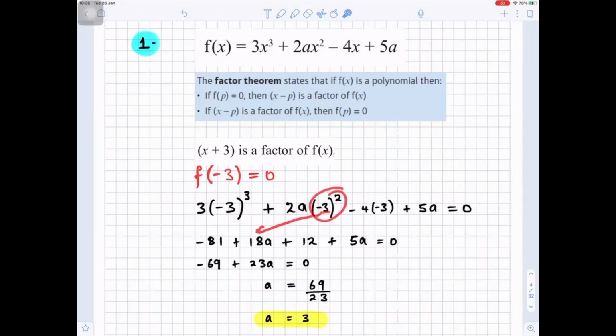9 times 2 is 18, that gives you 18a. Minus 4 times minus 3 is 12. So minus 81 plus 12 gives you minus 69. 18a plus 5a gives you 23a. So minus 69 goes to the right, it becomes plus 69. Times 23 goes to the right, it becomes divided by 23. So 69 divided by 23 is 3. So a is equal to 3.